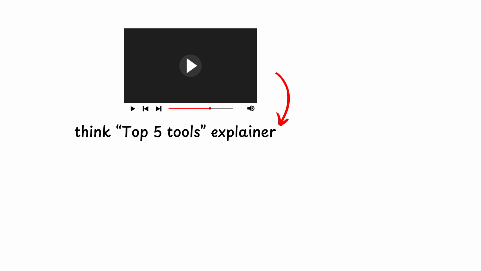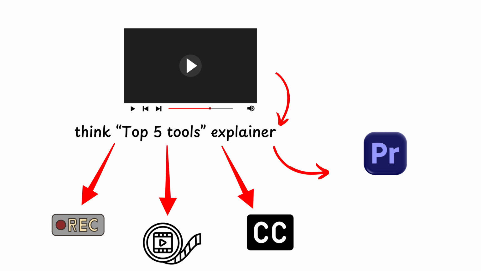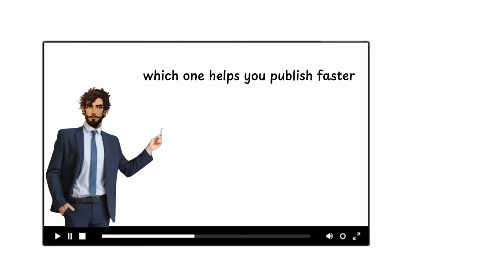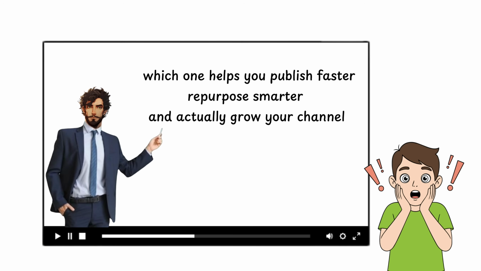The same 6-minute faceless video, think top 5 tools explainer, same screen recordings, plus stock B-rolls, plus captions, one day in Adobe Premiere Pro, and one day in Filmora 14 with AI. If you're choosing your editor in 2025, this will save you hours and subscription money. By the end, you'll see which one helps you publish faster, which one repurposes smarter, and actually helps you grow your channel. And the time gap will shock you.